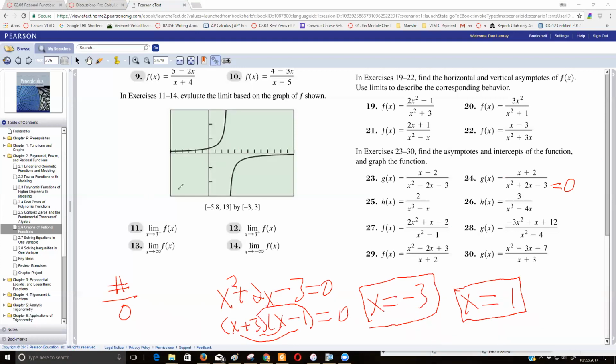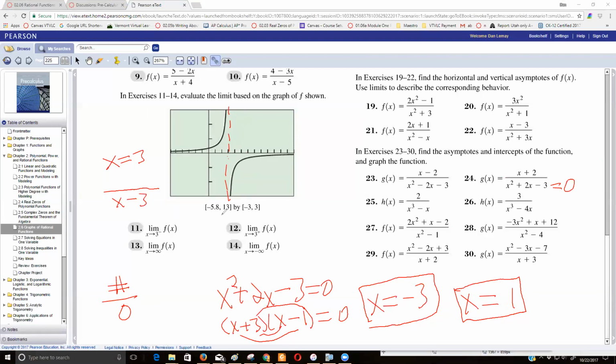Looking at this function here, I know they're asking about limits, but what would the vertical asymptote be here? What would it be? What would be an appropriate equation for that one? So I hope you were thinking x equals 3. When x equals 3, I notice there's a vertical asymptote. So that tells me x minus 3 has to be in the denominator.